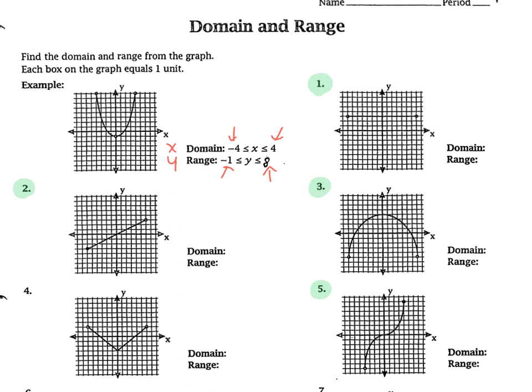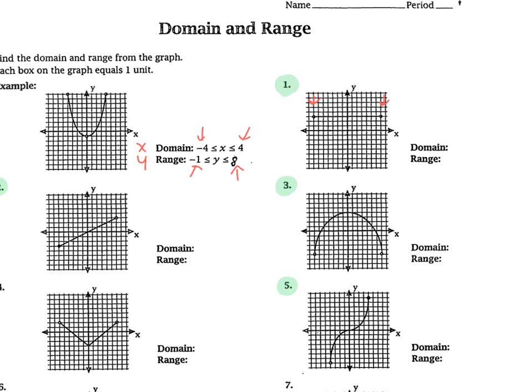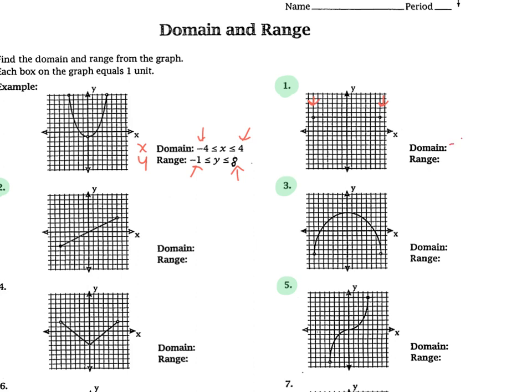So on example number 1, our x values look like they go from a -7 to a +7. So -7 on the left, +7 on the right. X can be anywhere in between. And to me, those look like open circles. So I'm going to leave them at less than symbols and not less than or equal to. So my x values can be anywhere between -7 and +7.